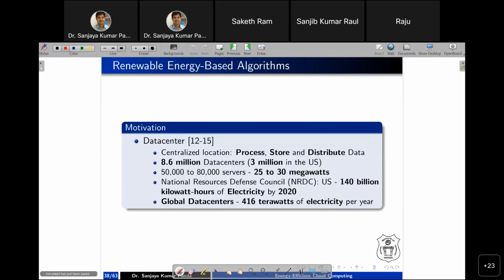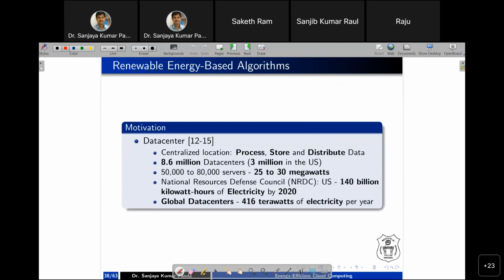We have 8.6 million data centers as per a study, and out of 8.6 million, 3 million data centers are present in the United States. In each and every data center, on average, you have 50,000 to 80,000 servers. You have different scales of data center: small, medium, and large. But on average, 50,000 to 80,000 servers are present in each data center, which consumes 25 to 30 megawatts of power.